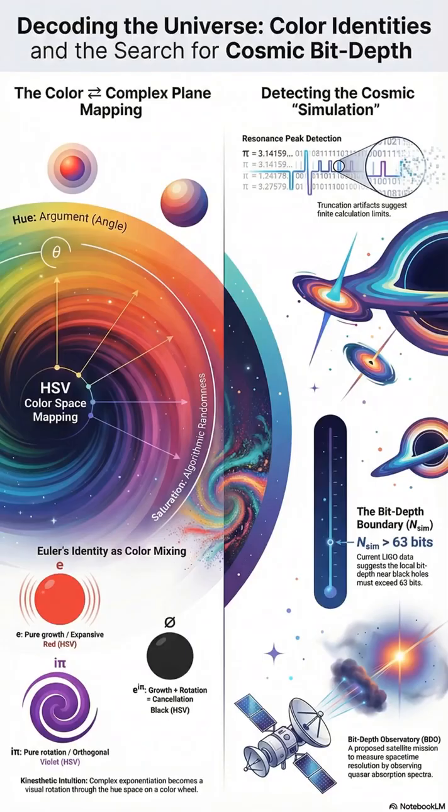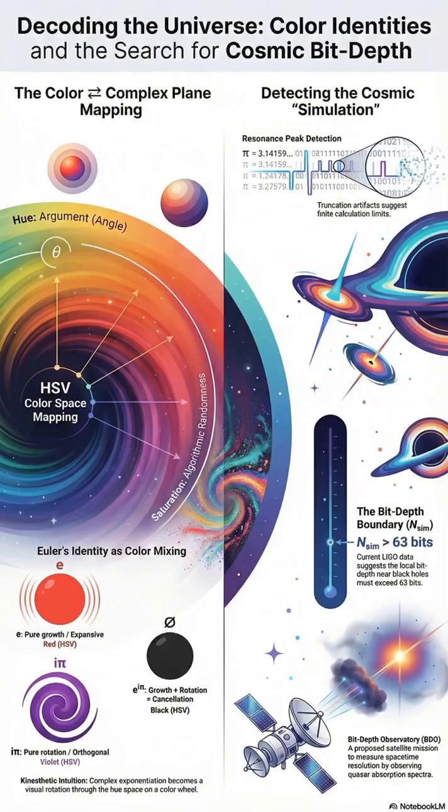Start with e, 2.718. In our map, e is a positive real number. It sits on the horizontal axis. That means it is red. Red represents pure growth. It's warm, expansive, pushing outward. Okay, I have a bucket of red paint. That's my starting point. Now look at the exponent, i pi.